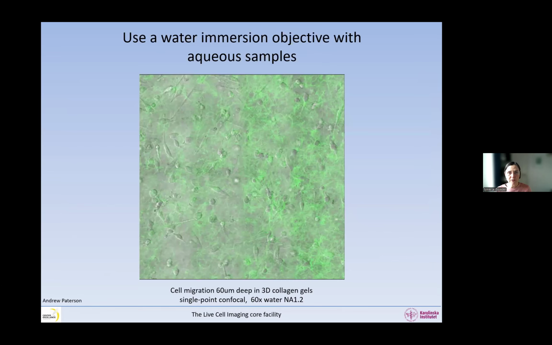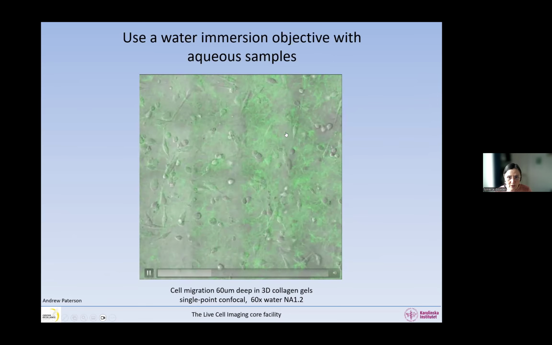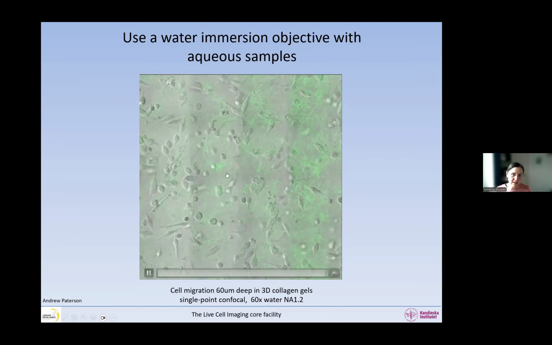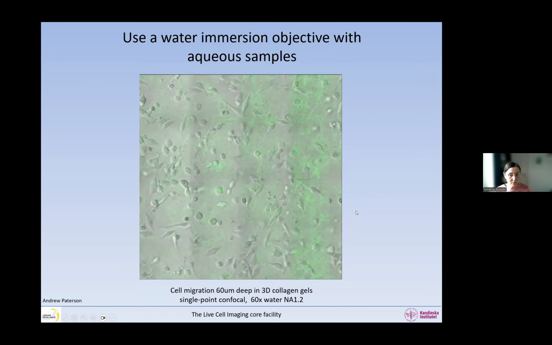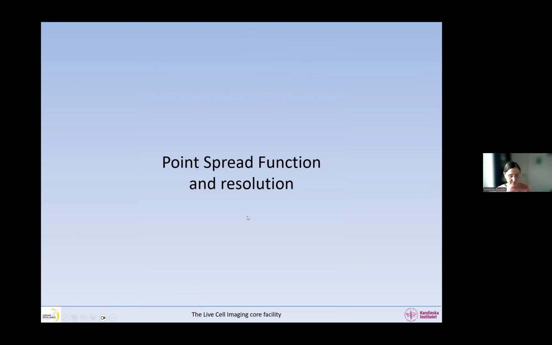So this is a little example of some cells that were grown in a gel, and we were looking at all these collagen fibers. So these are very fine fibers, and we were looking at how the cells pull. And you can see this is 60 microns deep inside this collagen gel, and we were looking with a 60x water objective. This is not something you could do with an oil objective. And this is the very nice video by Cotton on how to clean an objective, that you will have to watch as well.